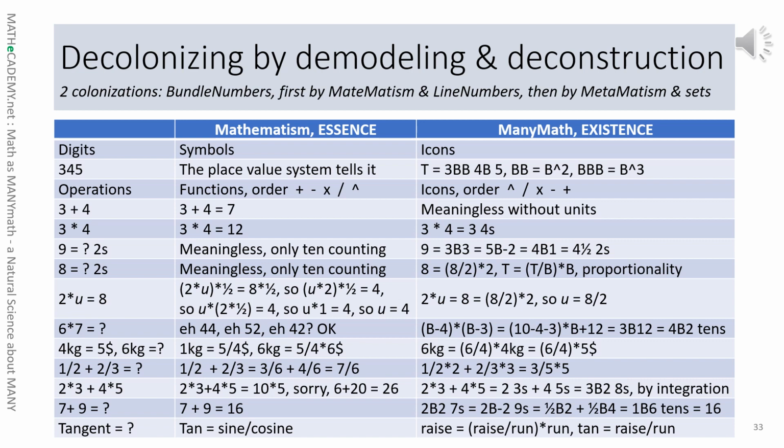What is tangent? Tangent is sine over cosine. No, the rise is the rise over the run, times the run. So tangent is the rise over the run.